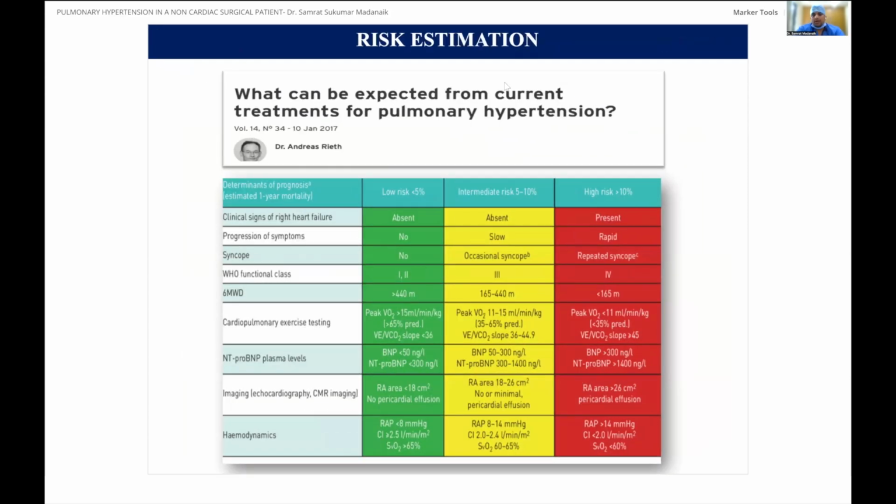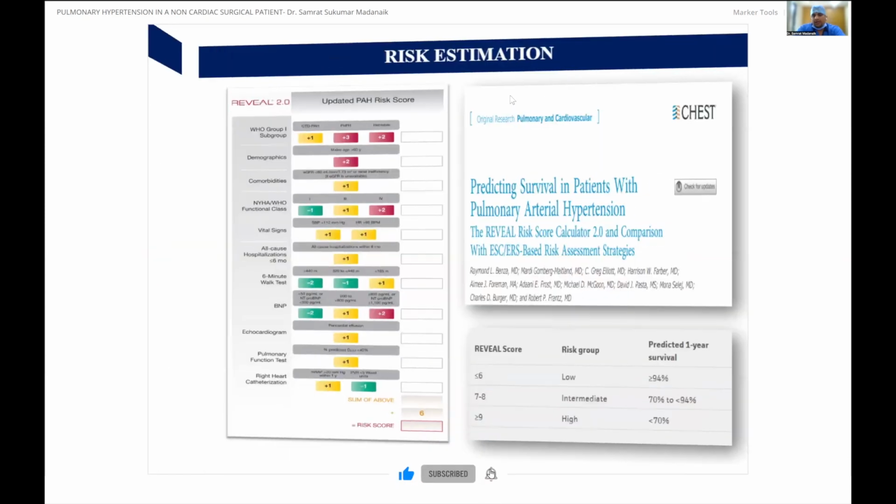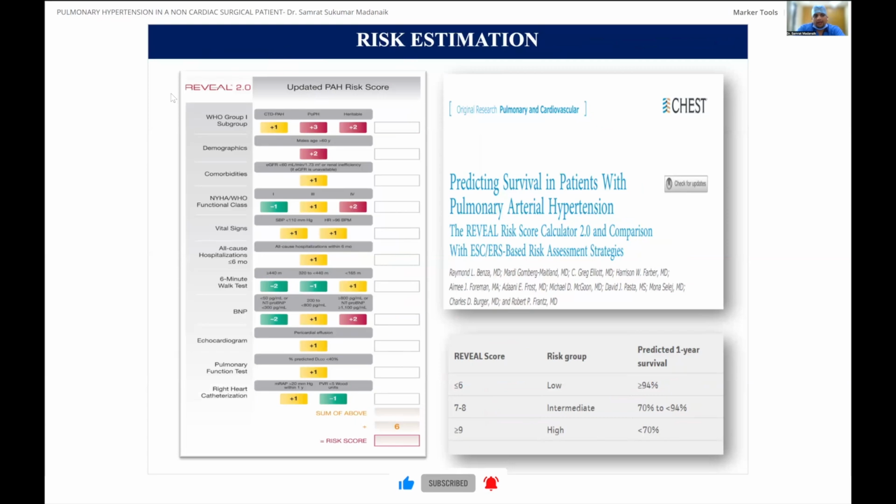Now, why is this important? This is important because we need to estimate the risk of the patient in the perioperative period. Depending upon the clinical signs and symptoms, depending upon the hemodynamics, maybe after floating a pulmonary artery catheter, or based on echocardiography and some lab parameters like NT-proBNP levels, we can risk or grade the patients into low risk, intermediate risk, or high risk. Now, there are a few calculators which are available online. If you just put in the numbers, it will calculate the scores and tell you what the risk of the patient is in the perioperative period.